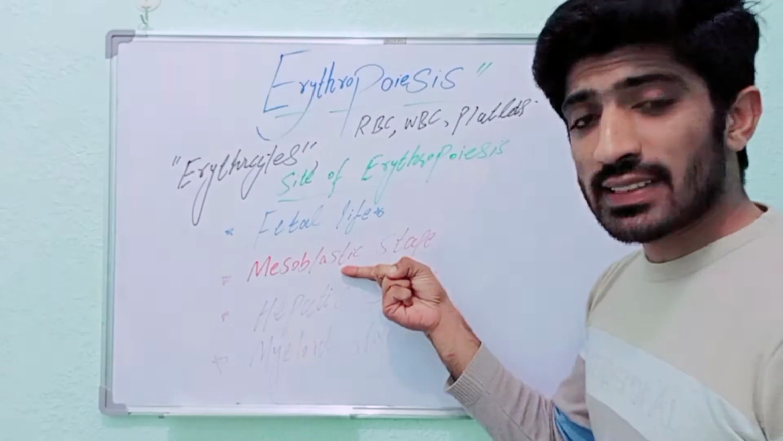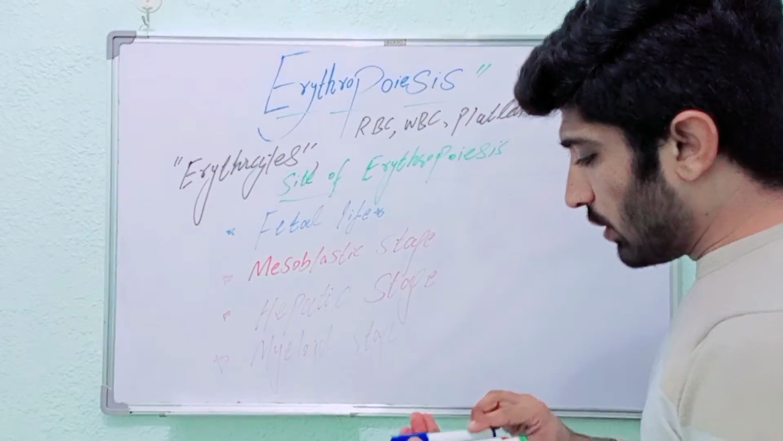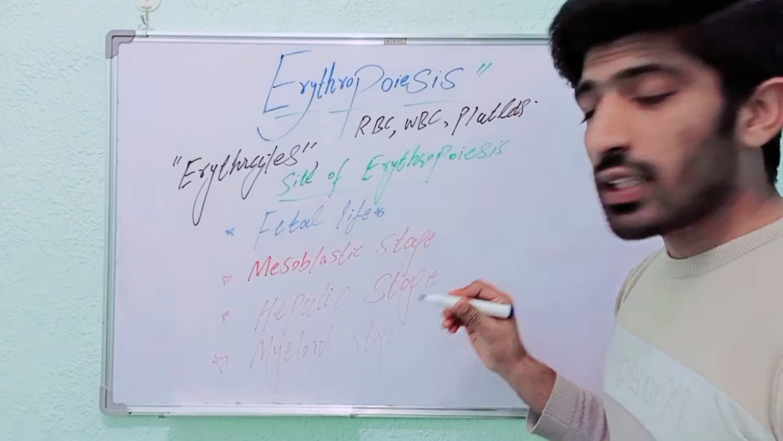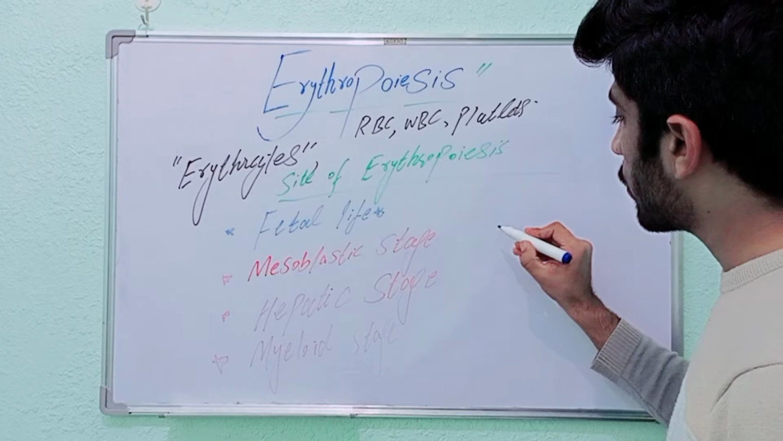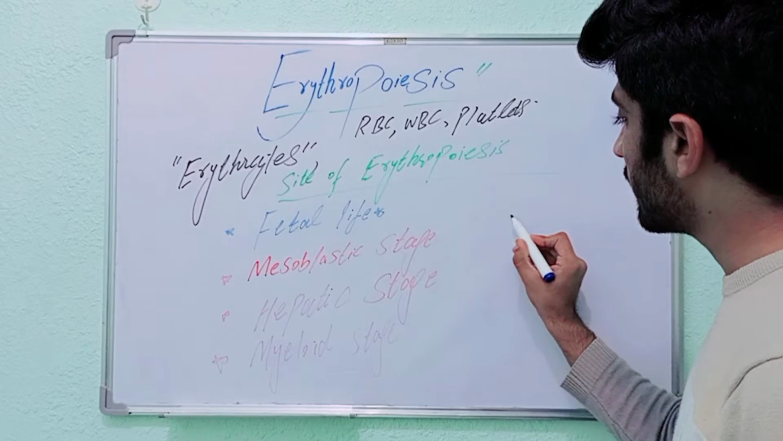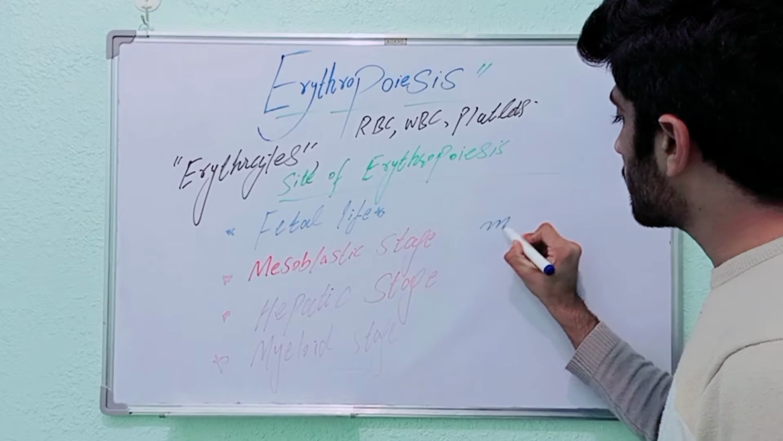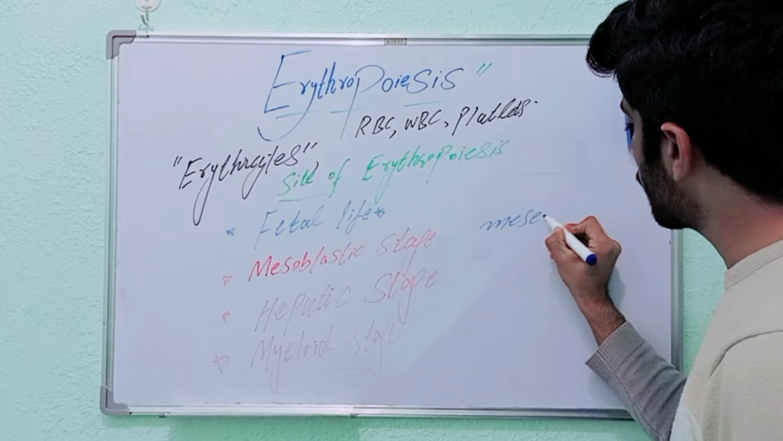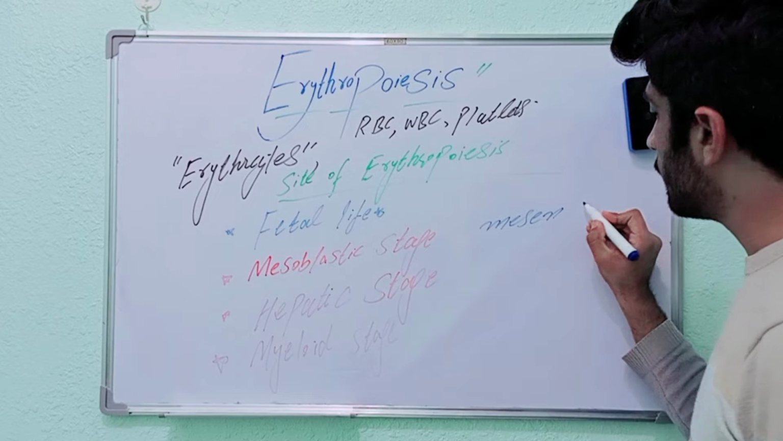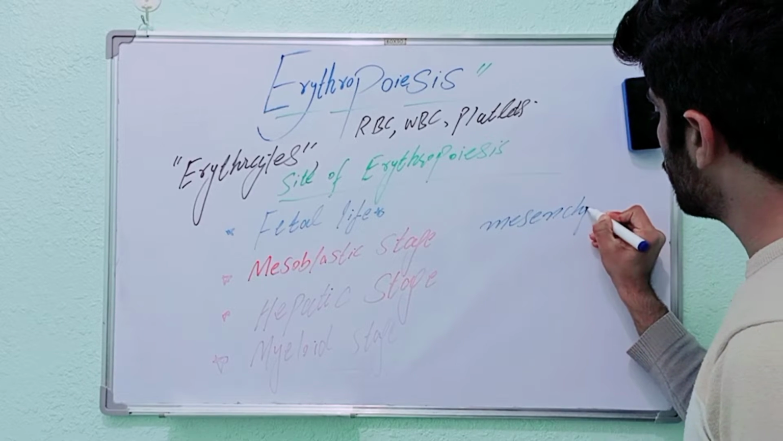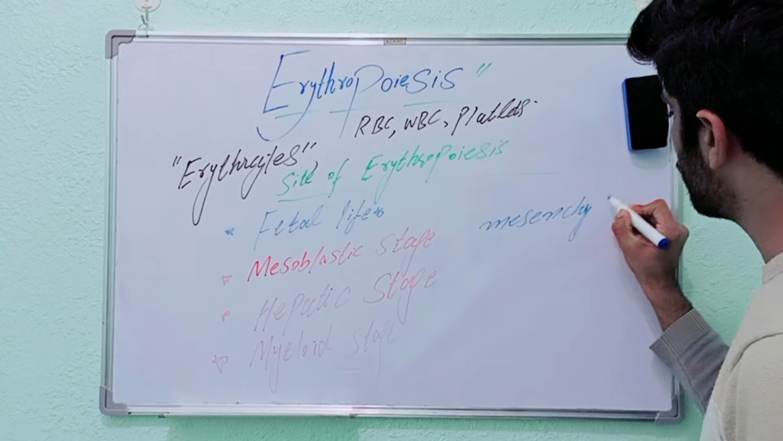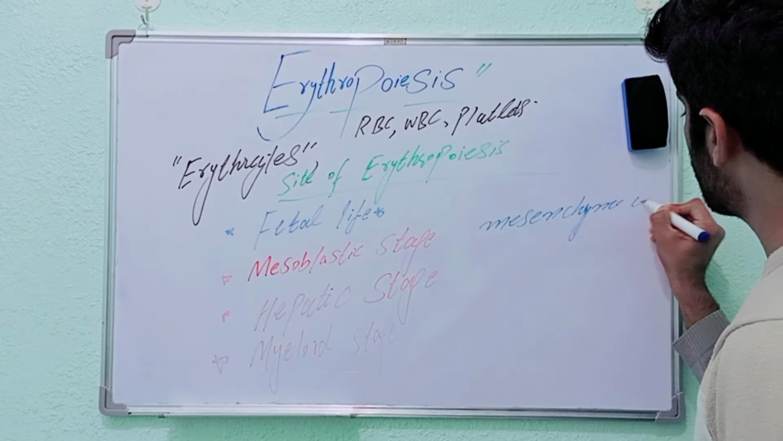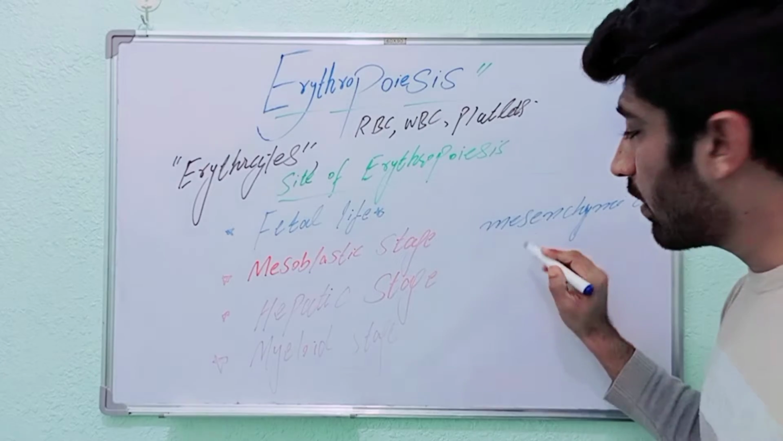So in the mesoblastic stage, students, during the second month of intrauterine life, the process of erythropoiesis takes place in mesenchyme cells of the yolk sac.